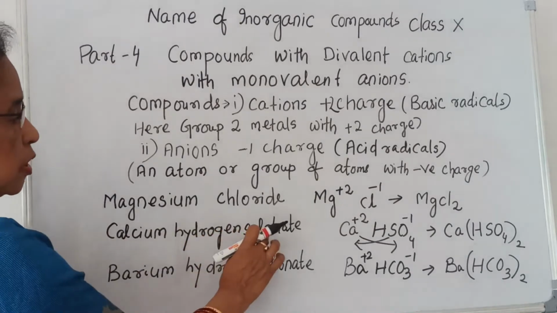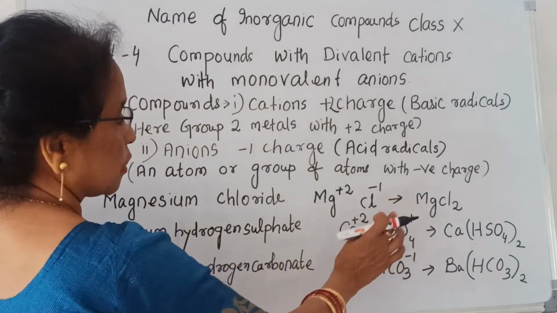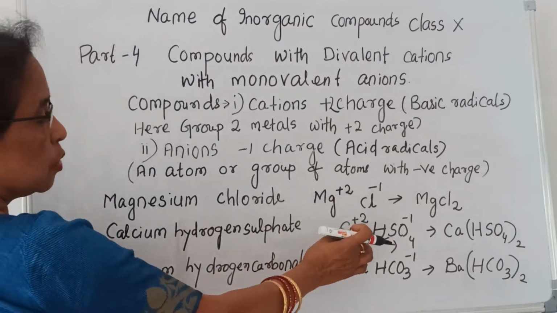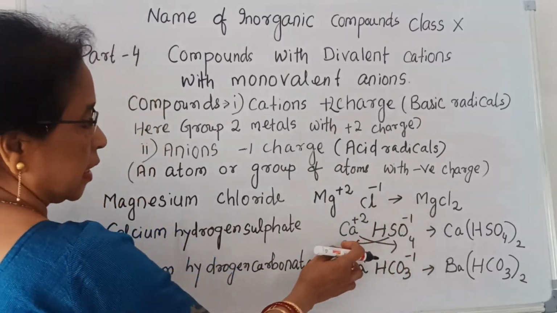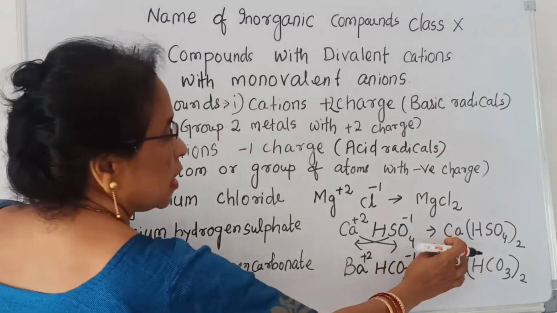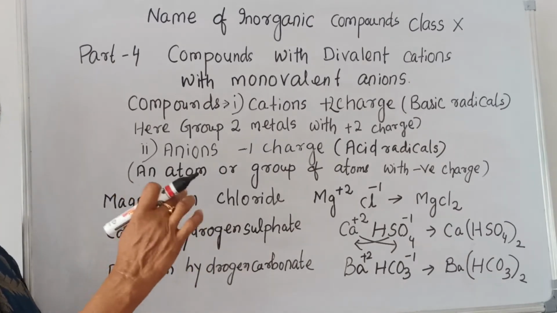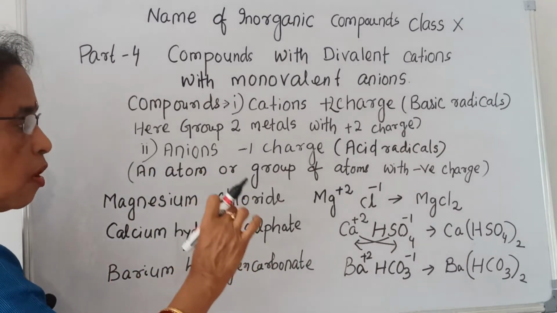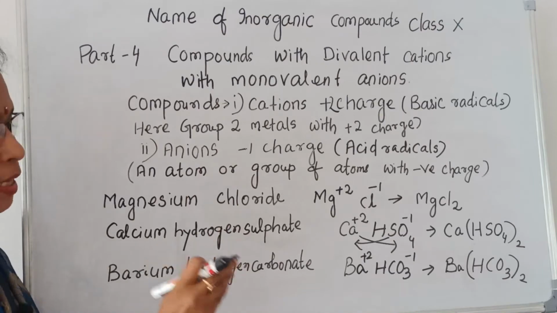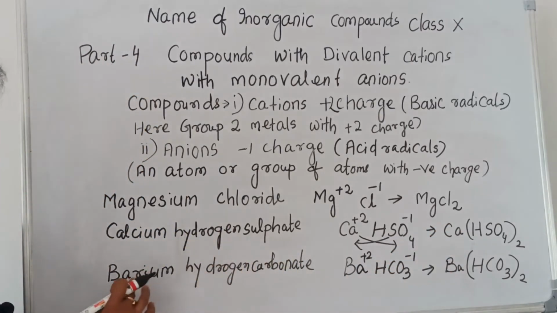And similarly calcium also belongs to group 2 elements in the periodic table and has +2 charge. Hydrogen sulfate has -1 charge, HSO4-, and Ca+2. So 2 comes here, 1 here. What is the actual formula? Ca(HSO4)2. Why the bracket with 2? Because the 2 is for HSO4. That is why you say Ca(HSO4)2.